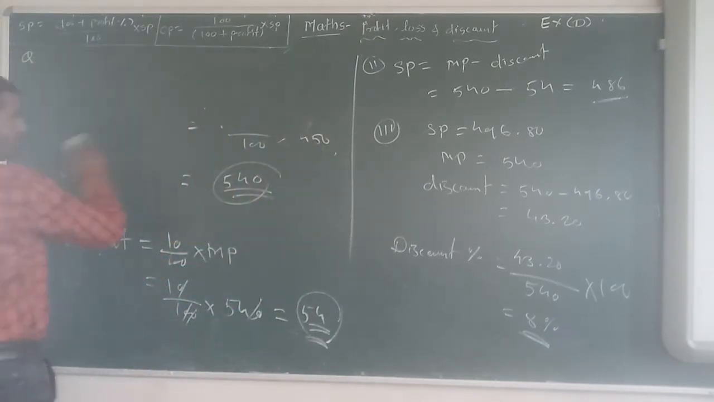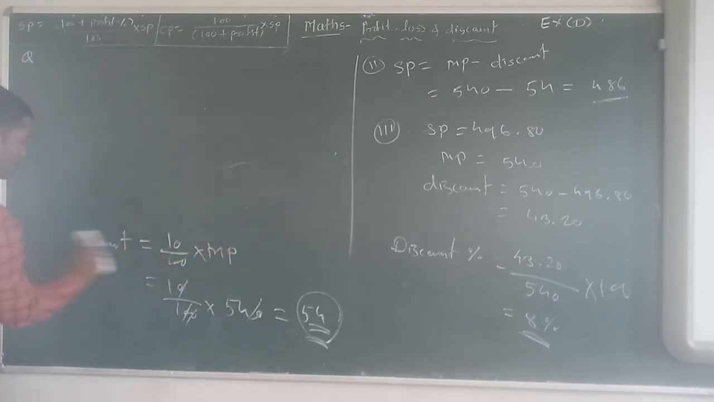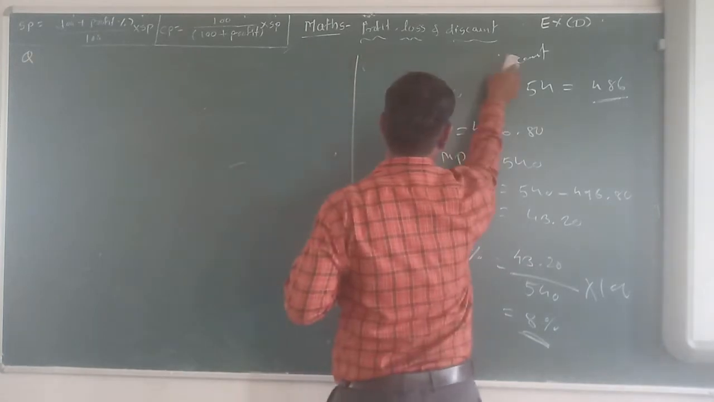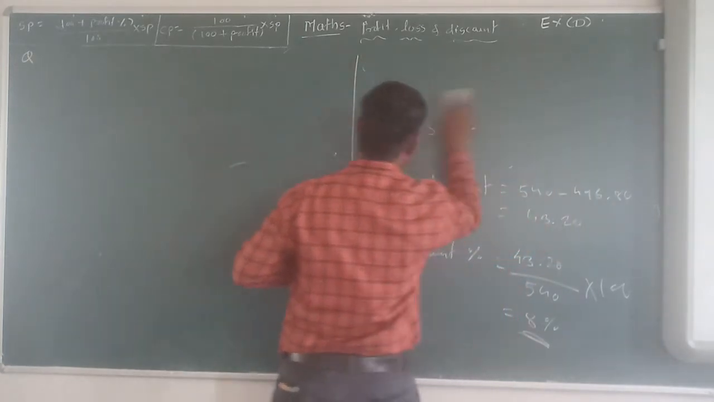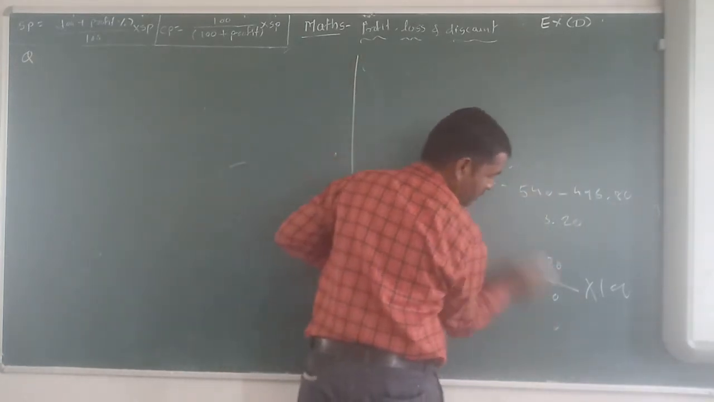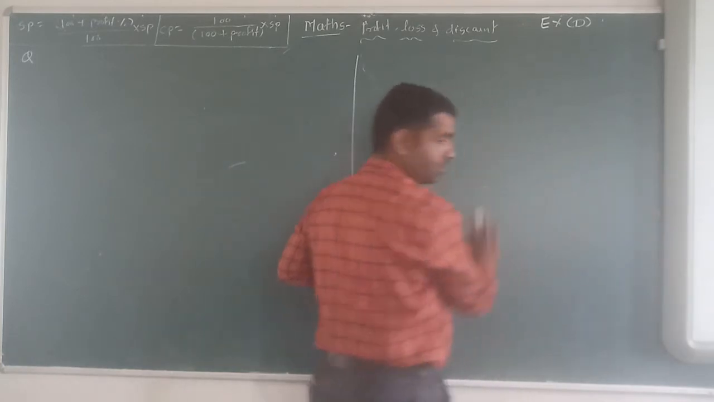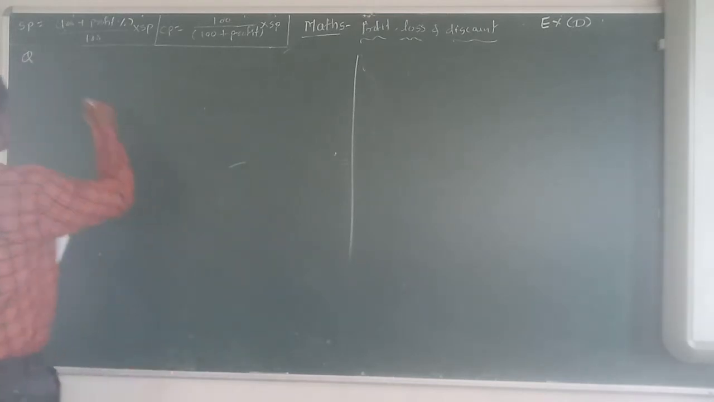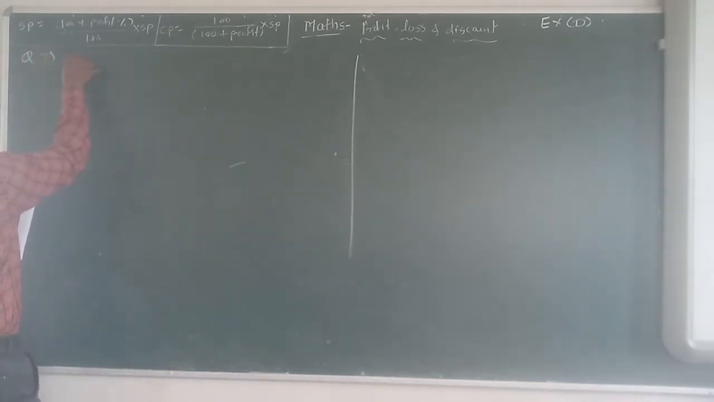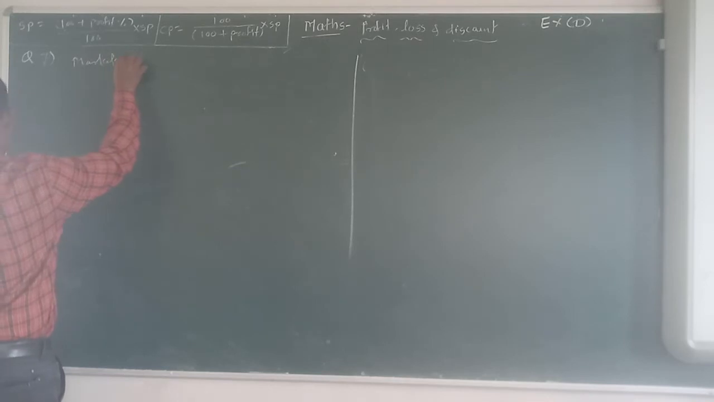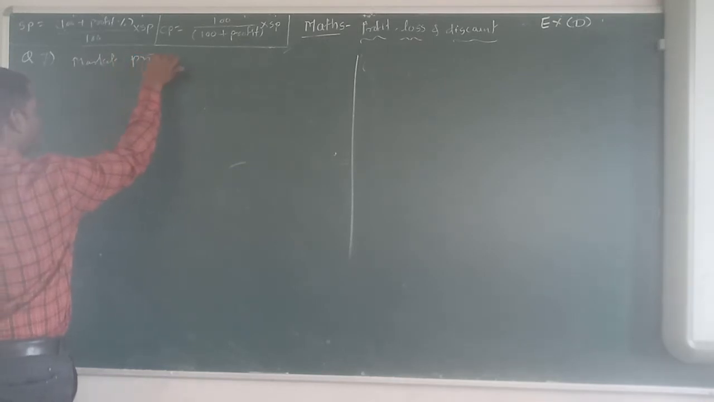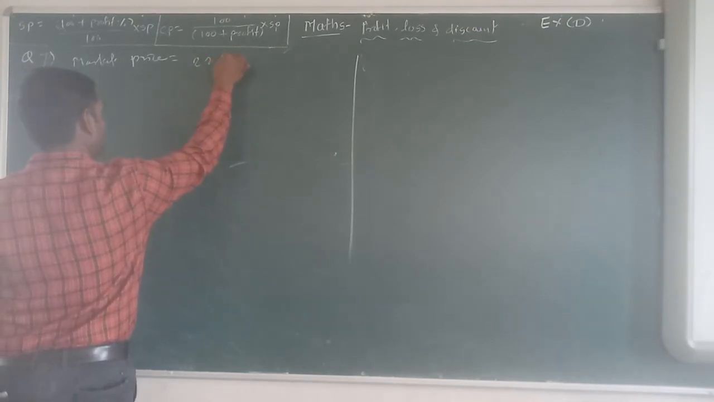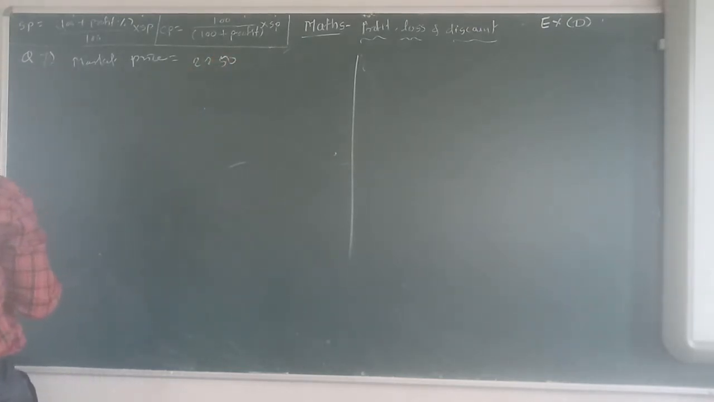Whenever you have any question, you must concentrate on what is given in the question. Okay, and then you have to understand the meaning of the question. See now, here the market price is given. Question 7. Market price is given, 2,250. Then SP is to be found.